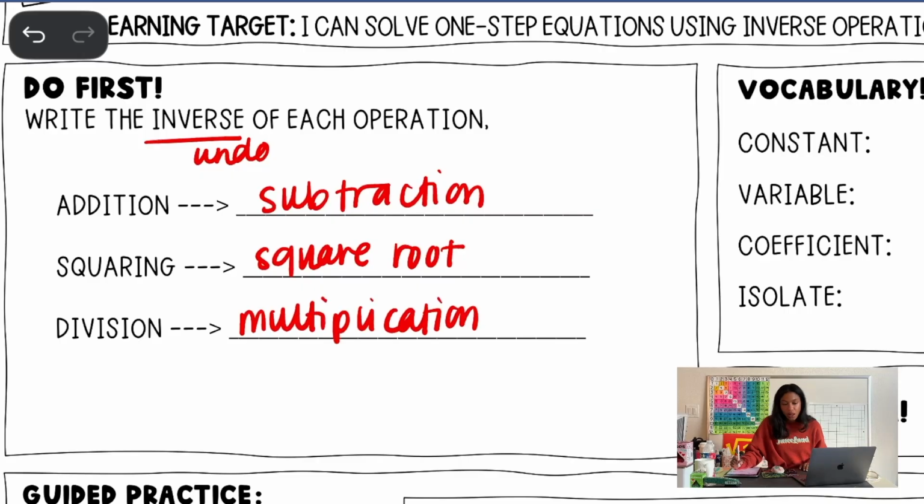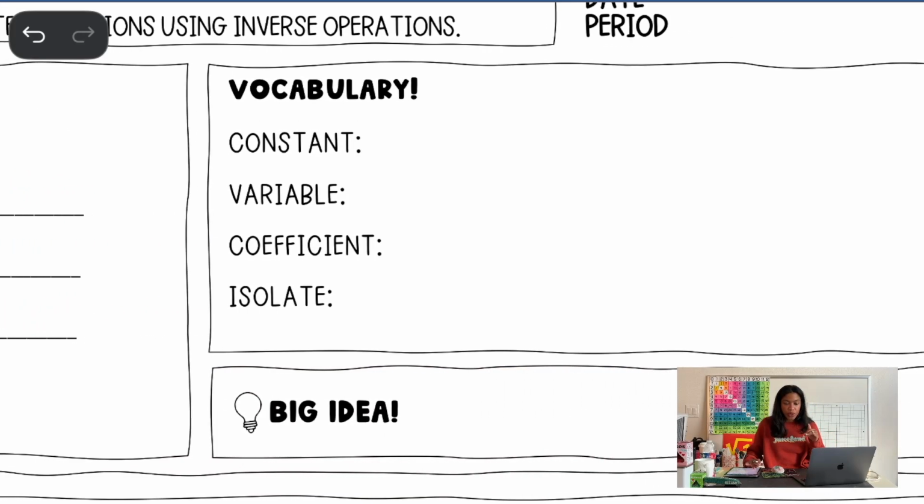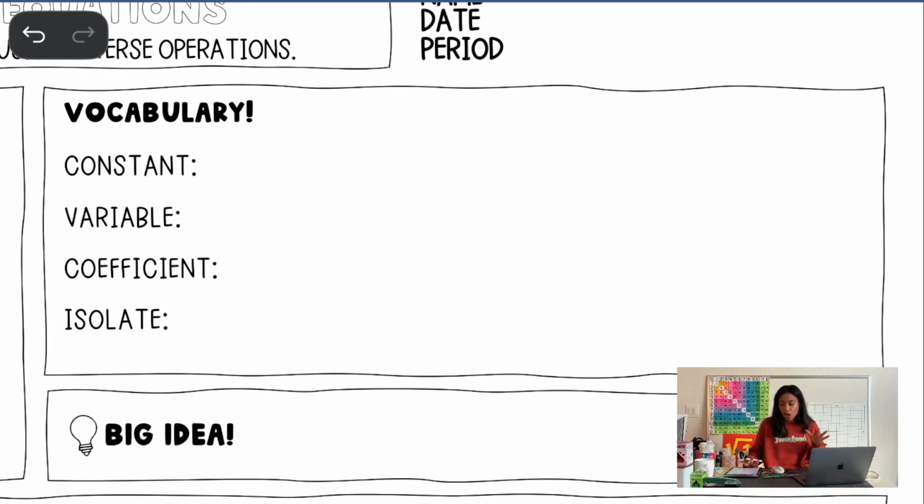All right. Lovely. Let's move on to the vocabulary. Remember, math is not math unless we can talk about it. So I want to make sure that you know what you're talking about.